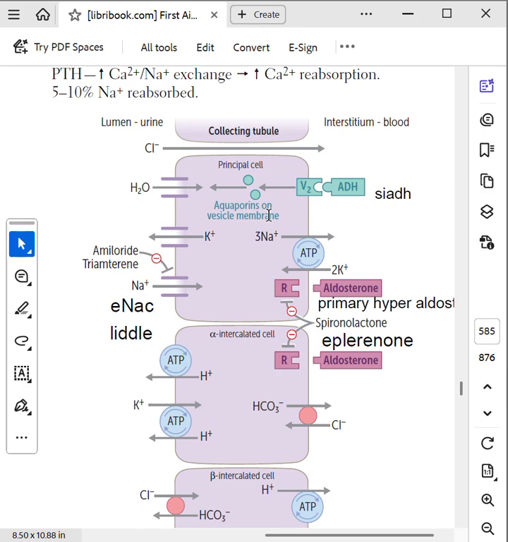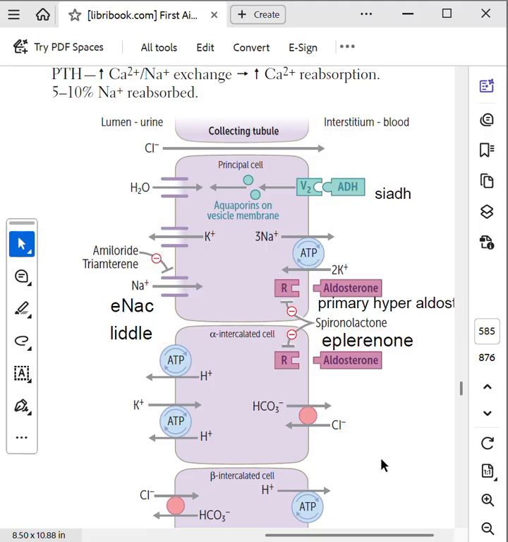Antidiuretic hormone increases the insertion of aquaporins into the membrane via V2 receptors, and that causes the reabsorption of water. So there's hormonal control also happening here. We have aldosterone, and aldosterone affects the principal cells and the alpha intercalated cells both. What aldosterone does is increase sodium reabsorption and potassium secretion. Here you can see the sodium potassium ATPase. The sodium is being reabsorbed and potassium is being secreted.